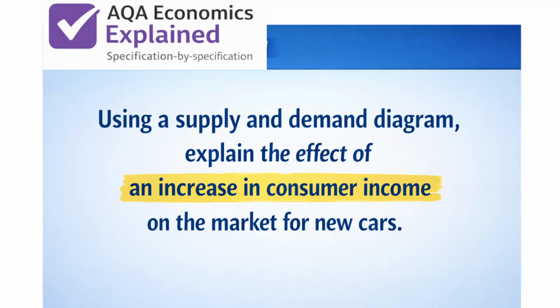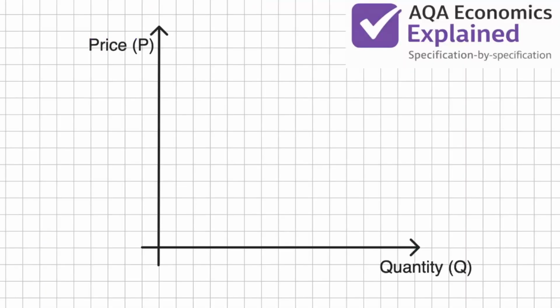Before I draw anything, I think about the economics. Income is increasing, the product is new cars, and cars are a normal good. That tells me demand will increase, and it also tells me straight away that this will be a shift of the demand curve, not a movement along it. And that single point is where loads of students lose marks. So with that being said, let's start drawing the diagram exactly as we would in the exam.